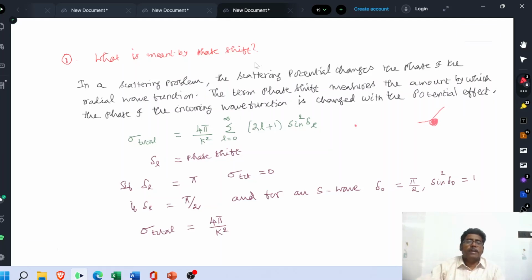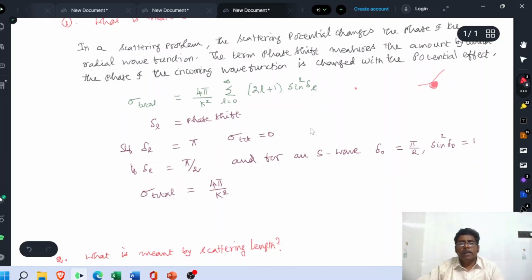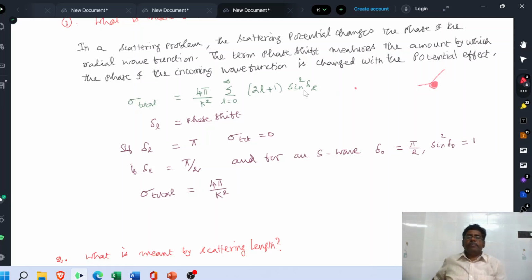The total scattering cross section is given by the formula 4 pi by k square, summation over L equal to 0 to infinity, (2L plus 1) sine square delta L. Here the term delta L is phase shift. If delta L is pi, that is 180 degrees, then sine 180 is 0, so the total scattering cross section is 0. The area available for scattering is called cross section.